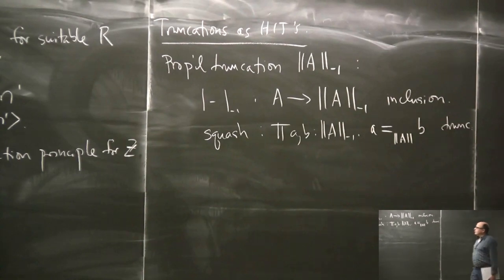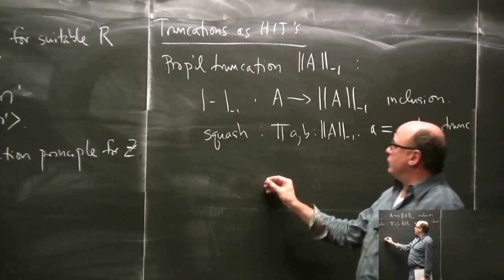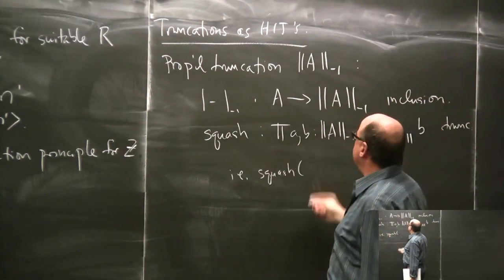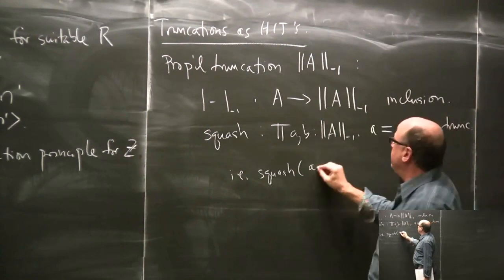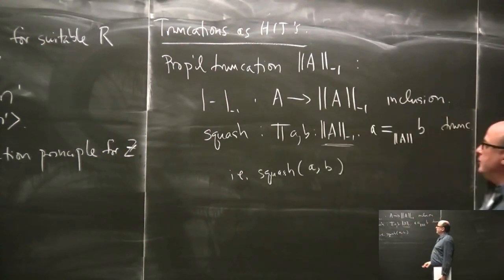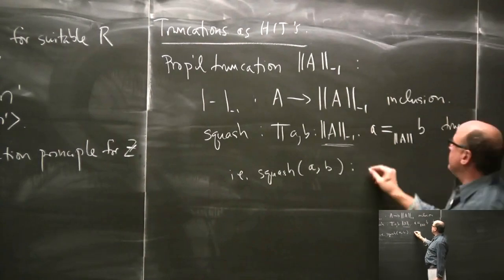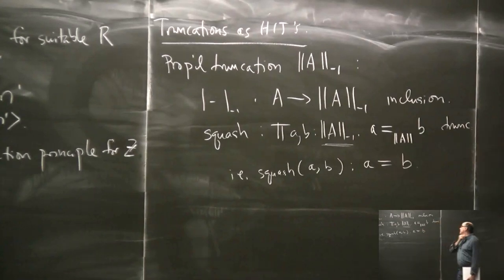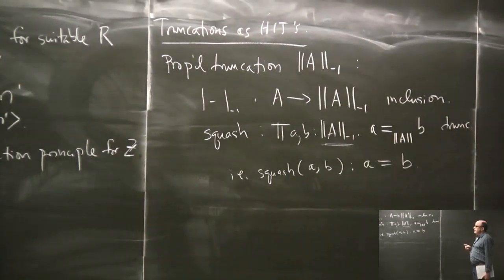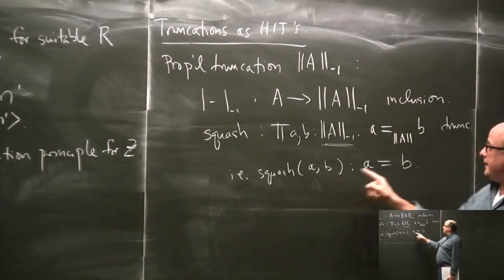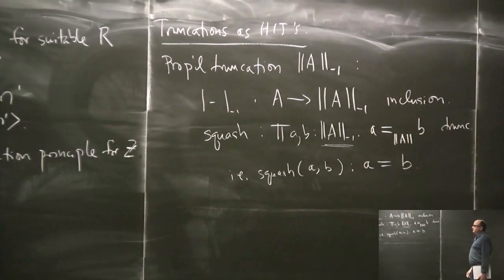So what squash tells us, in other words, we can write this out. What squash tells us is that if we take any A and B in the truncated type, then squash is going to be a witness that they're equal. So it's basically just a way of saying that any two things that are in there, if you can come up with two things, then it will tell you why they're equal. And so that's what's going on here.